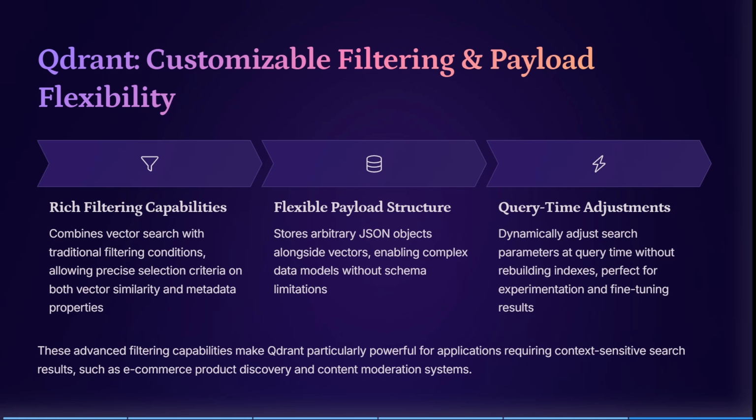It combines vector search with traditional filtering conditions, allowing more precise selection criteria on both vector similarity and metadata properties. You can store arbitrary JSON objects alongside vectors, which enables complex data models without any schema limitations. And it has the ability to dynamically adjust search parameters at query time without rebuilding indexes, which is perfect for experimentation as well as fine-tuning results.